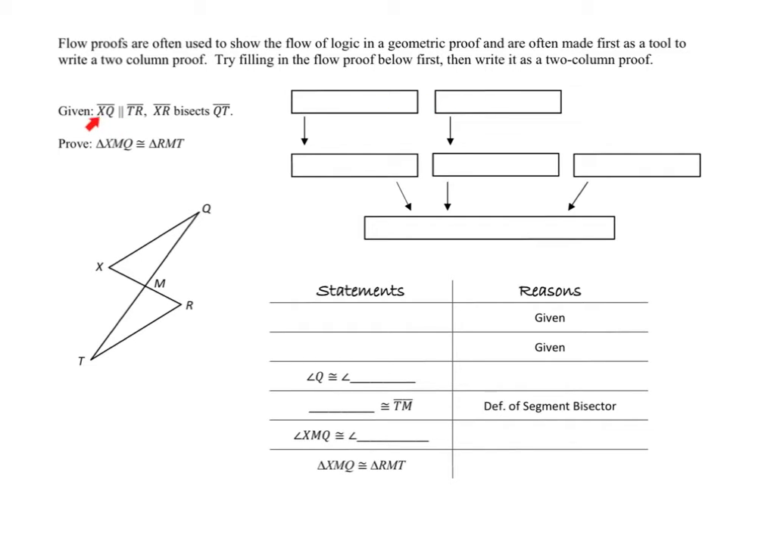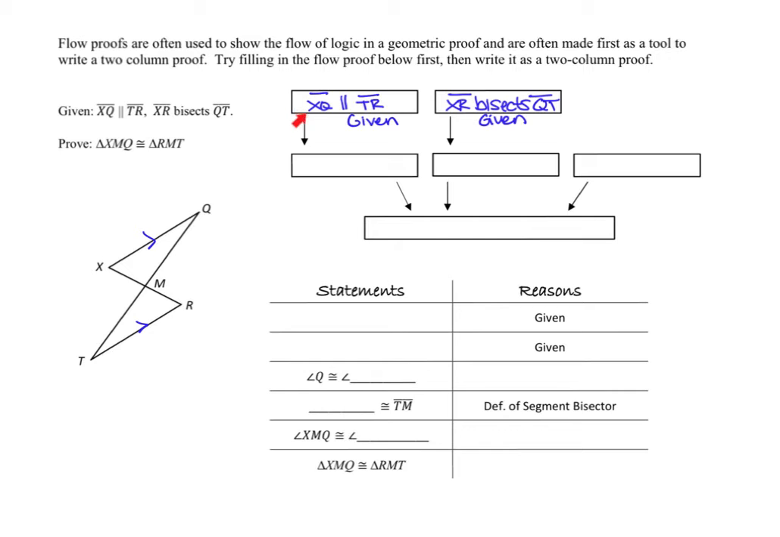So this says segment XQ is parallel to segment TR. So let's go ahead and mark the diagram. XQ is parallel to segment TR. Next, we have segment XR bisects QT. So XR is bisecting, or cutting in half, the larger segment QT. So we put the given information in the boxes and then the reason given underneath the box.